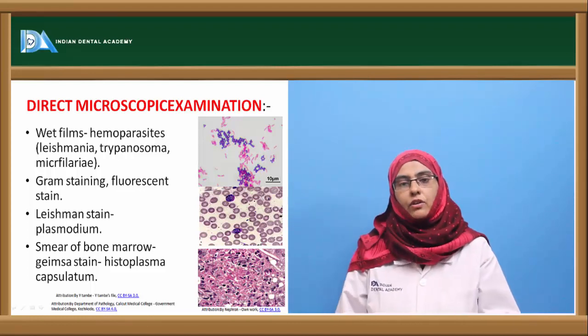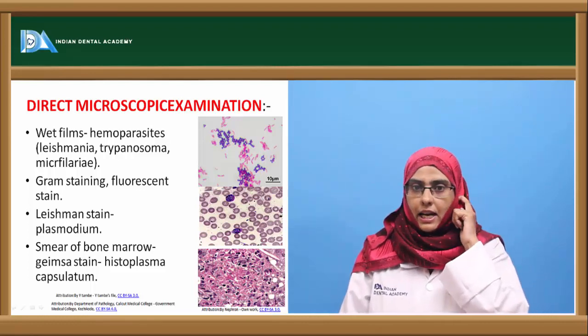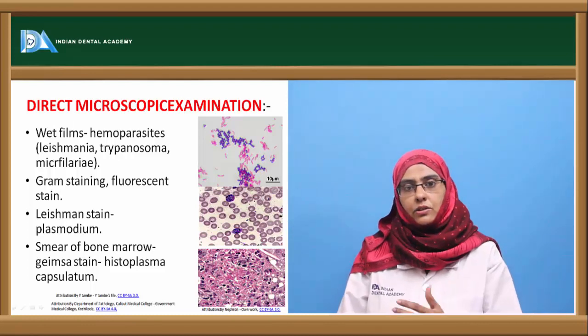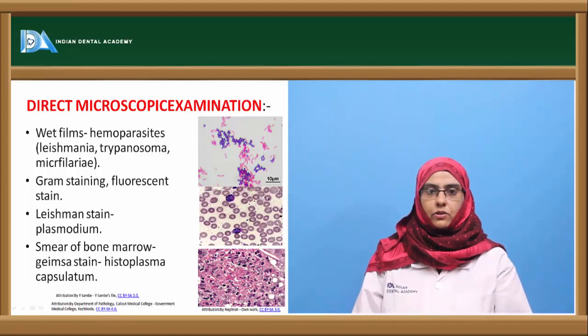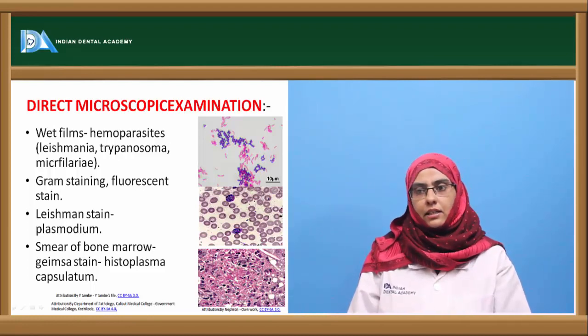Apart from that, you can go for Gram staining, the basic staining technique to identify whether there is a gram positive infection or a gram negative infection. To study the organism in more detail, you can also go for fluorescent stains to identify the organism's antigen related to the antibodies.